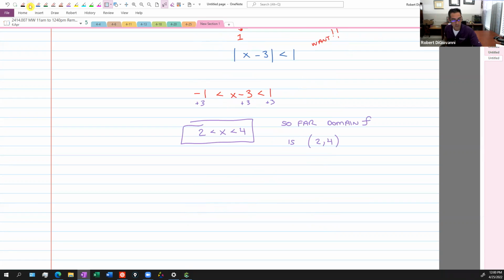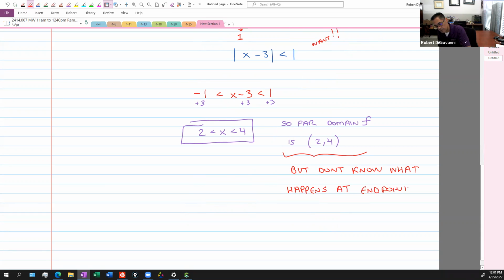So far this. Was there a question? But we don't know what happens at the endpoints. I'm talking about at x equals 2 and x equals 4. Not sure what happens, right? Not sure what happens.